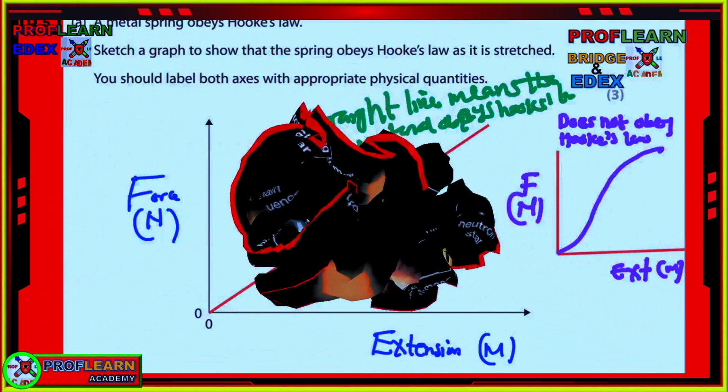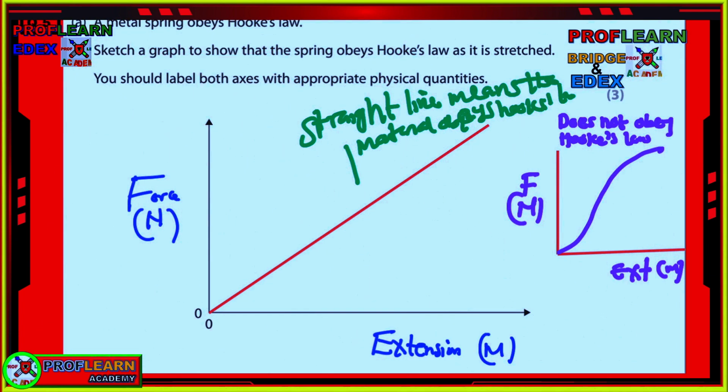Now, moving to the next question, the question that was tested here is the concept of Hooke's law, and we are told to sketch a graph to show the spring obeys Hooke's law. If you want to show that the material obeys Hooke's law, it should be a force against extension graph, and it should be a straight line. That means it obeys Hooke's law, meaning that extension is directly proportional to the force applied.